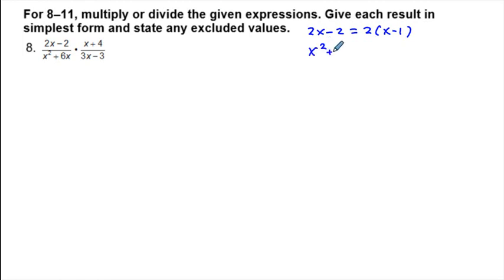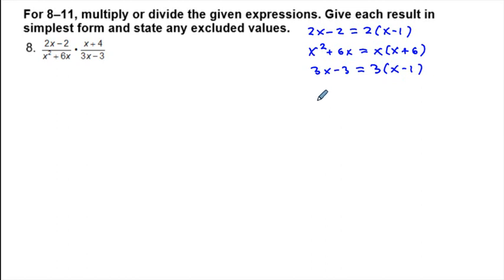x squared plus 6x is going to be equal to x times (x plus 6). And then 3x minus 3 is equal to 3 times (x minus 1). So these are all possibilities for excluded values.